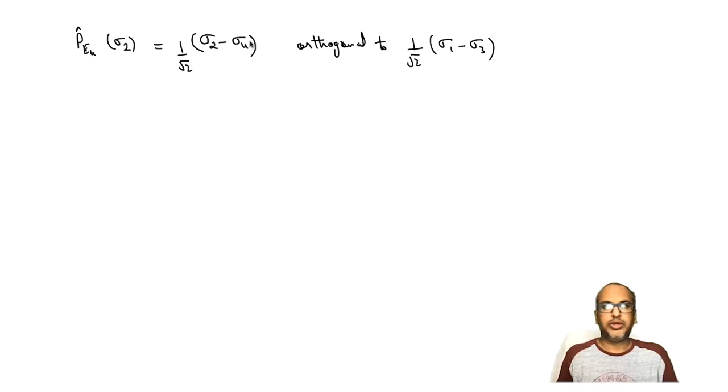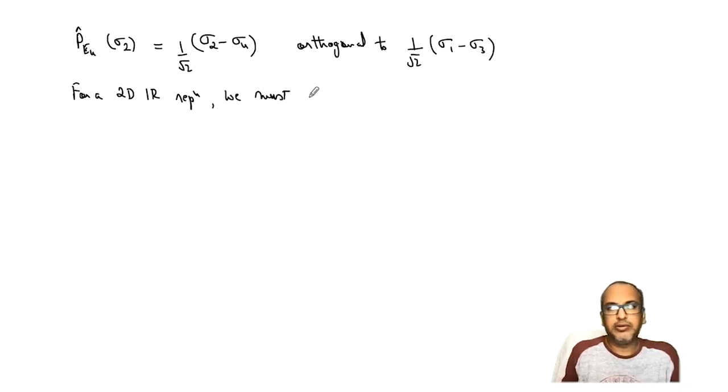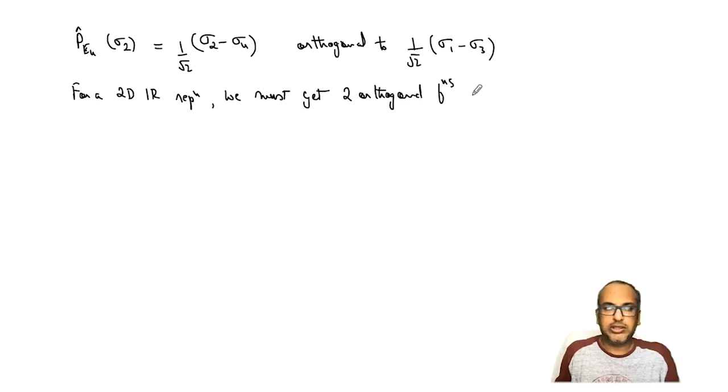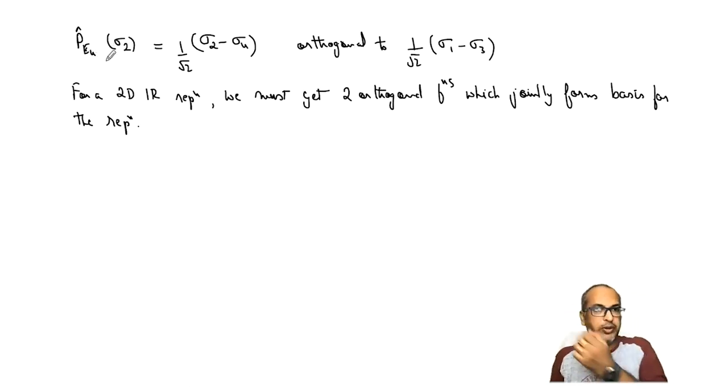But in certain cases you don't get two unique linear combinations, and in those cases what you have to do is, I'll just write down: for a 2D IR representation we must get two orthogonal functions, and you can of course normalize them, so that's why it is orthonormal, which jointly form the basis for the representation. So these two together will jointly form the basis for the EU representation.